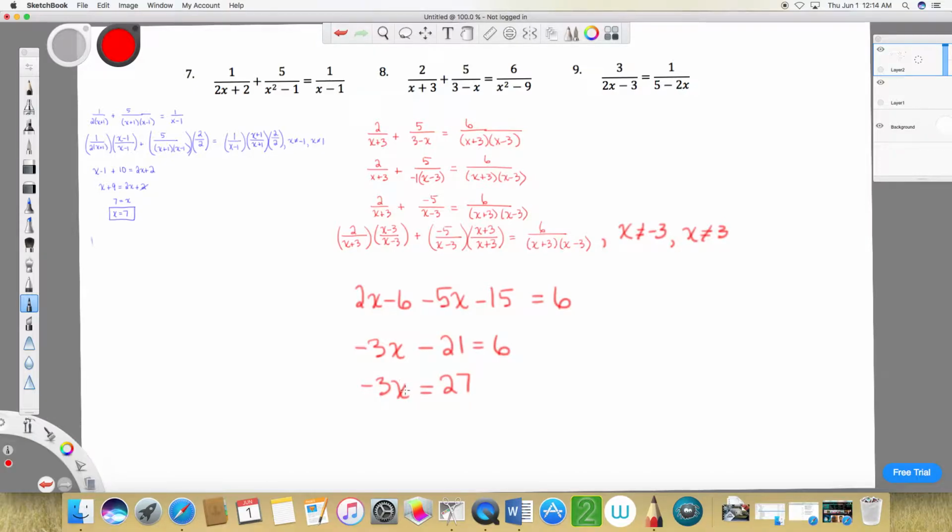If I divide both sides by negative 3, I'm getting x equals negative 9. And negative 9 is not going to give me division by 0. It's not negative 3 or positive 3. So, hey, that's my solution here.